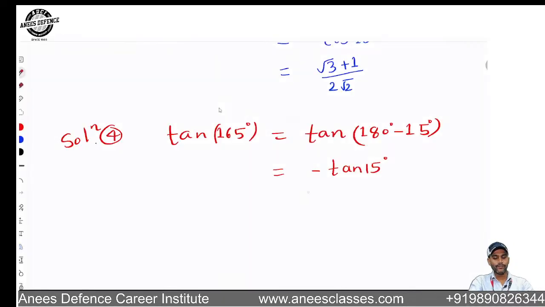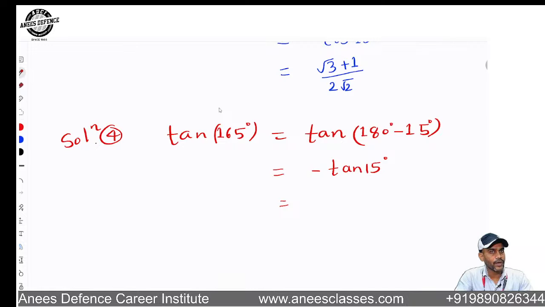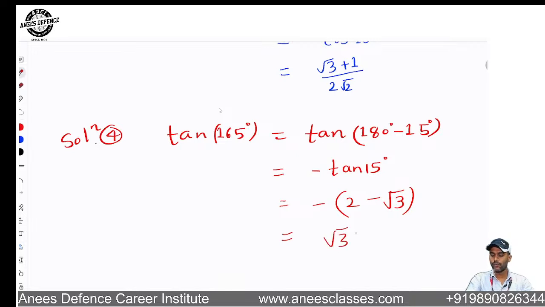Why? Because see, 180 is an even multiple of 90. Yes or no? So the trigonometric ratio is not going to change. As it is in the second quadrant, tan is negative there. So we can write minus tan 15 here. And what is the value of tan 15? You already know, 2 minus root 3. Yes or no? So the final answer would be minus 2 plus root 3, or we can write root 3 minus 2. So this is the final answer.